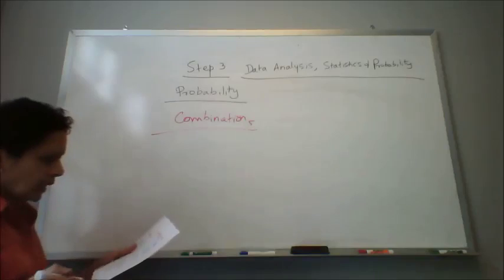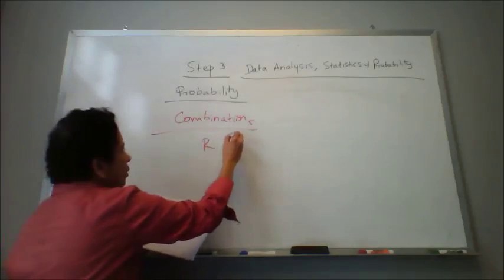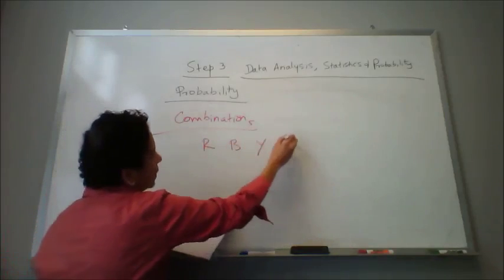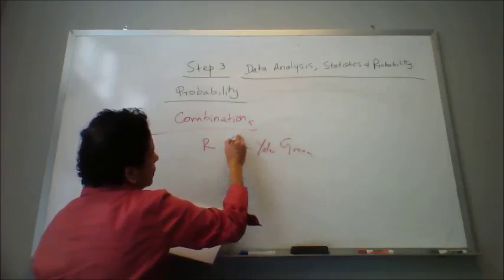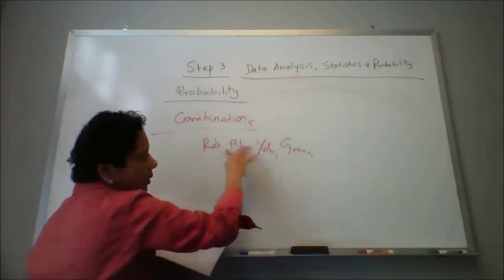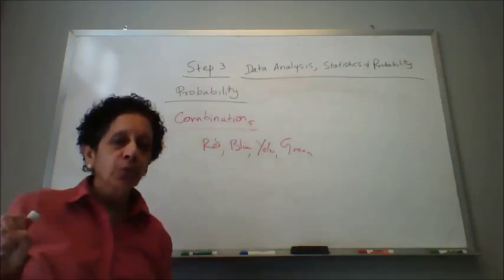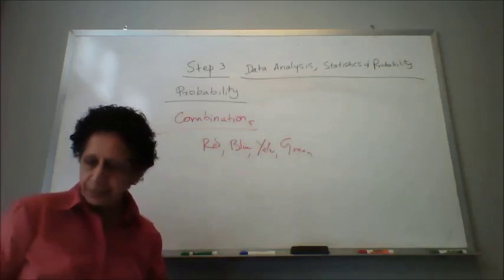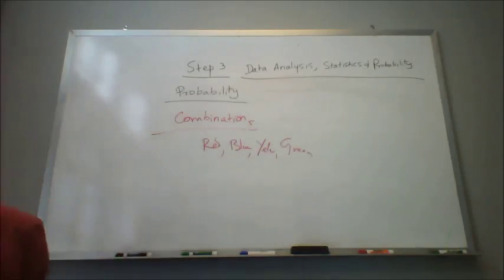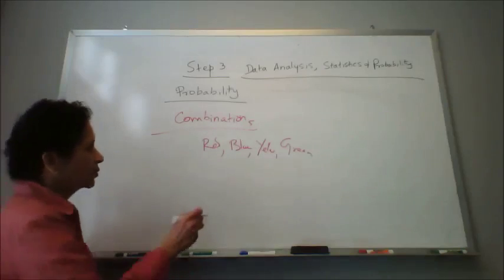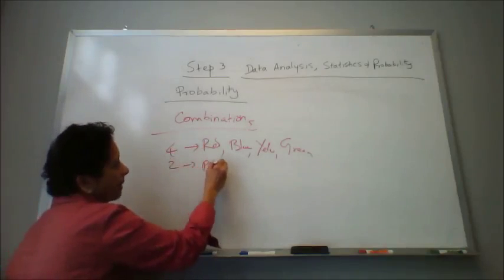So let's say that I've got a bag of marbles, okay? I've got one red, one blue, one yellow, and one green, okay? Yellow, blue, and red. So I've got 4 marbles, right? And out of the 4, I'm going to pick exactly 2 marbles, okay? So how many possible ways, how many combinations can I pick, right?